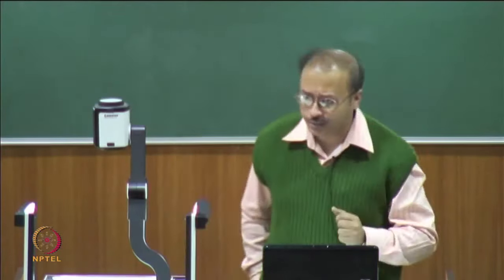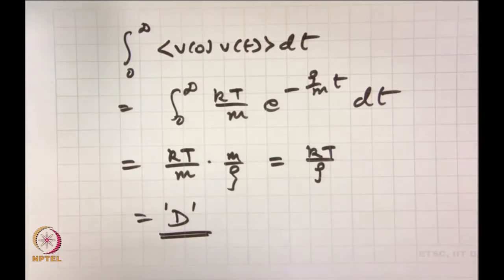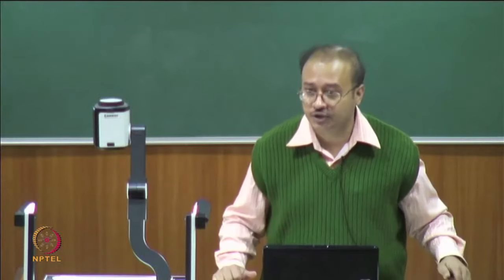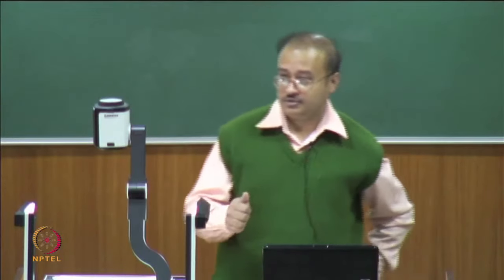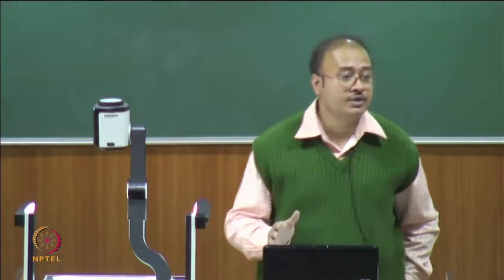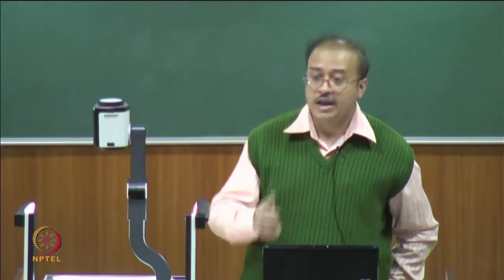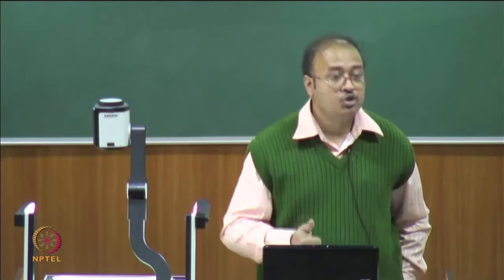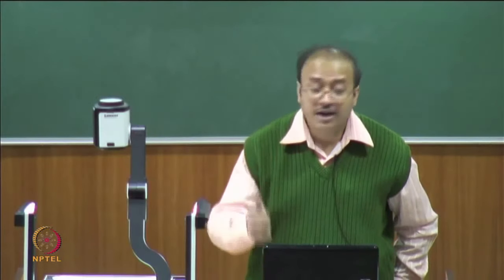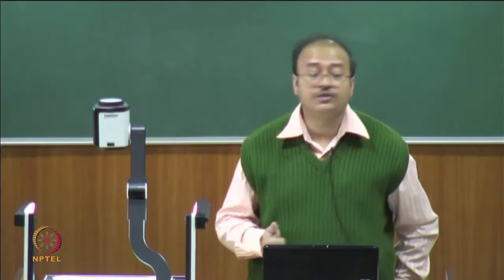Now, what about this v 0 and v t? This is an equilibrium correlation function. Remember, I am taking an ensemble average. So, it is an equilibrium correlation function. So, what this relation or what this integration has done for you is, it has related an equilibrium correlation function to a kinetic property or a transport coefficient, which is the diffusion coefficient.